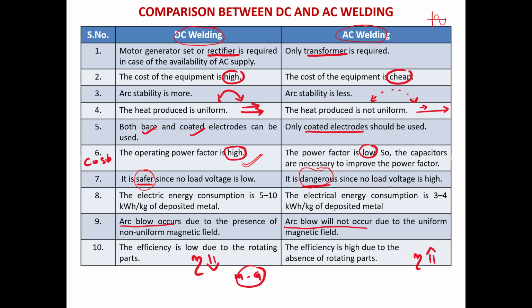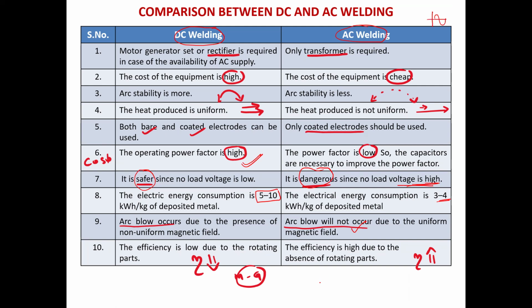Why? Because we can have high no-load voltages. The consumption is 5 to 10 kilowatt hour per kg, whereas this one is only 3 to 4. Arc blow occurs in DC, whereas in AC welding, we can't have that arc blow. That's it. These 10 points play a crucial role in terms of DC and AC welding.